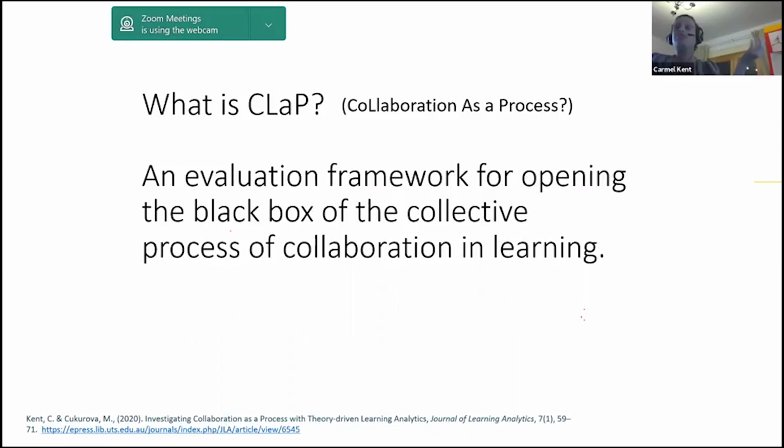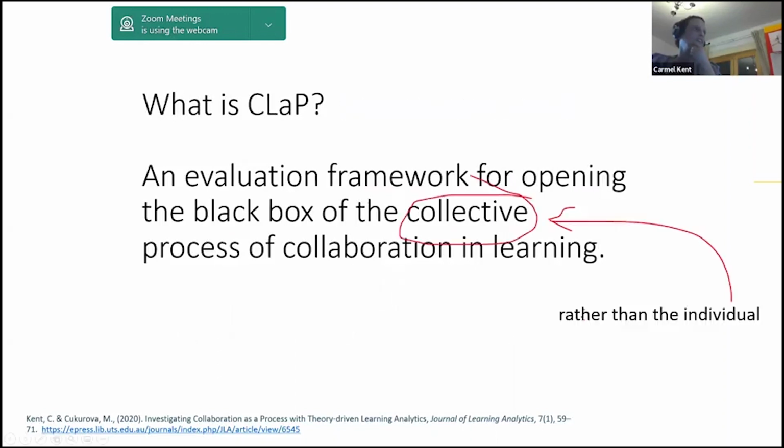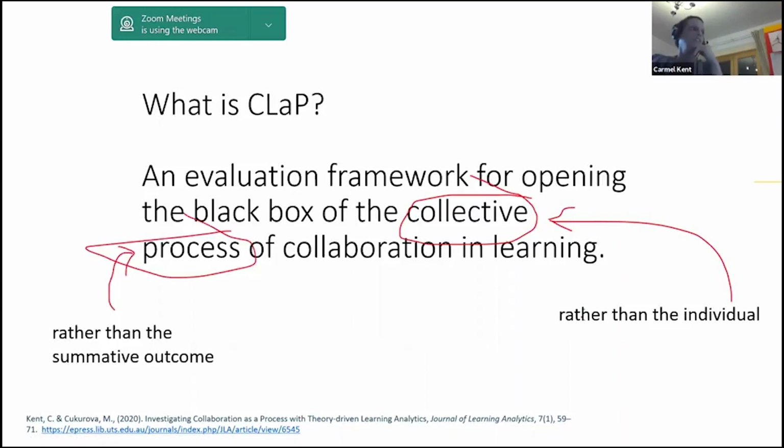CLAP is an evaluation framework for opening the black box of the collective process of collaboration in learning. Some specific things to think about. First, we are very interested in evaluating the community as a whole, rather than evaluating the collaborative skills of each individual student. We want to get the image of what's going on in class.